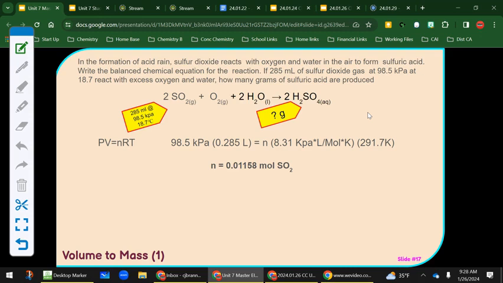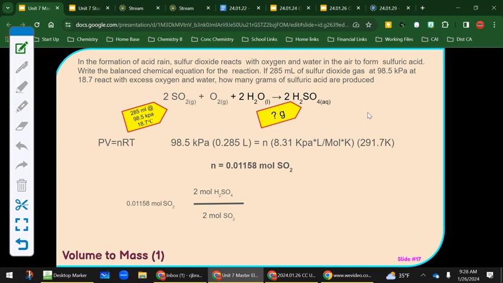We get 0.01158 moles. First step in any stoic problem is to take what you're given and get it into moles. Second step is to use the molar ratio. The molar ratio in this case is between the SO2 that we have and the H2SO4 that we are trying to find. So we rewrite the moles and take it times 2 moles of H2SO4, because of the 2 here, over 2 moles of SO2, because of the 2 here. Anyone have any questions on where this ratio comes from?